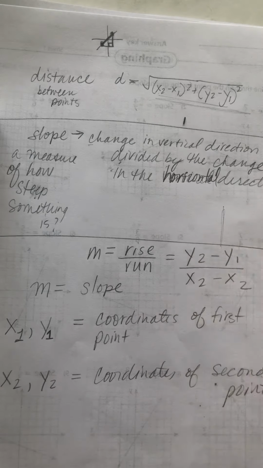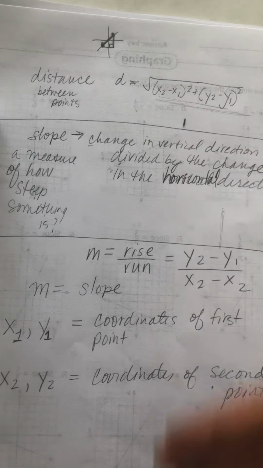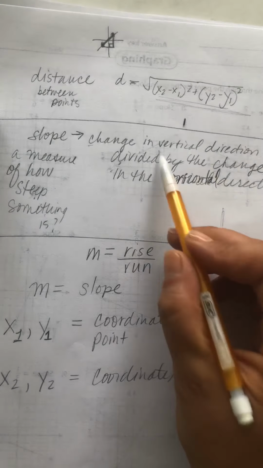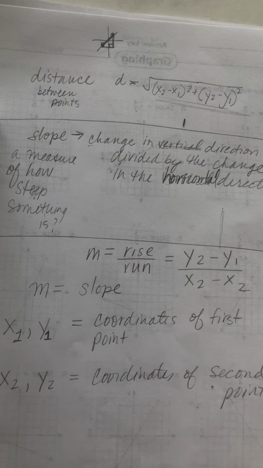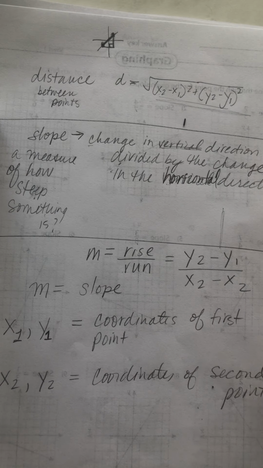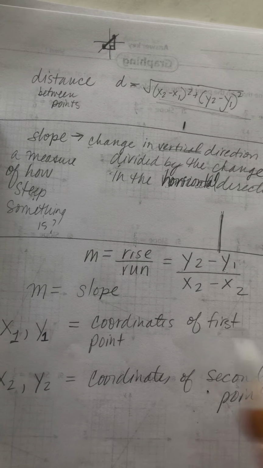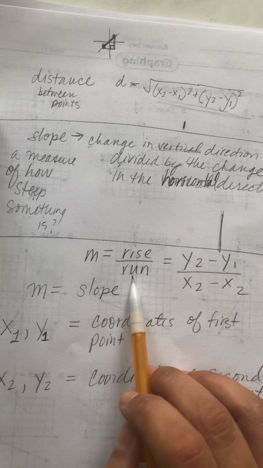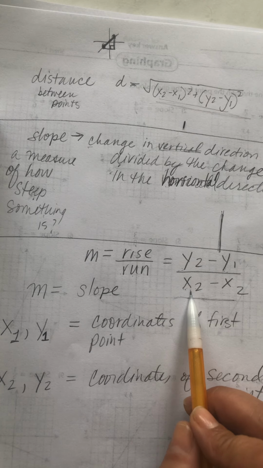Now the rise is how far it goes up, so that's where we talk about the y, how far it goes up or down. The rise is the change in the vertical, right? So that's why we focus on the y's, because our y is vertical. And then we divide that by the run, and the run is the change in the horizontal. So then we have our x's down here.